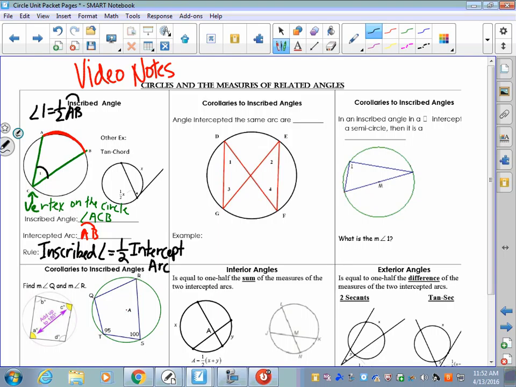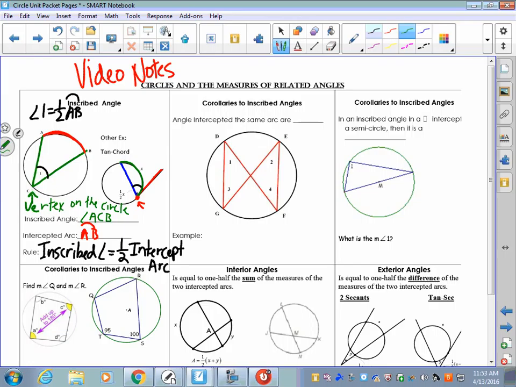Now you can have one where you have a chord. This is our chord, I'm going to do the chord in blue. And you have a tangent, I'll do that side in red. It's still, the vertex is on the circle. So the measure of the angle between them is going to be half the measure of the intercepted arc. I go from one endpoint all the way to the other. So you could still have an inscribed angle with a chord and a tangent.